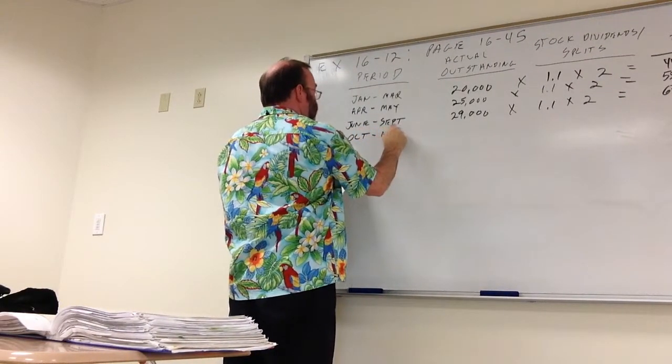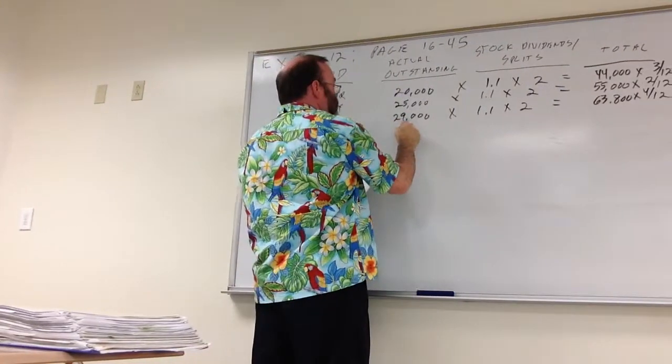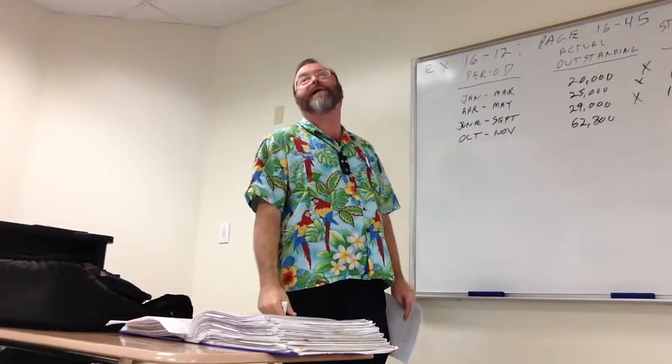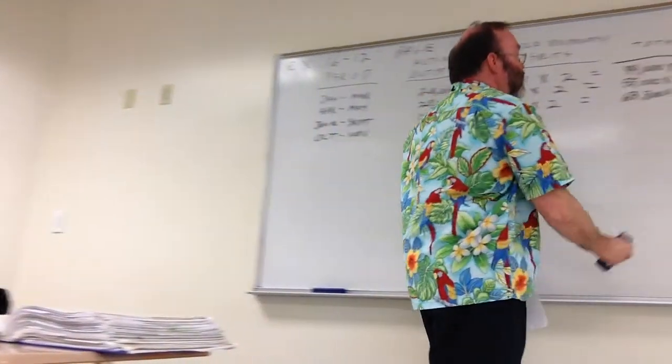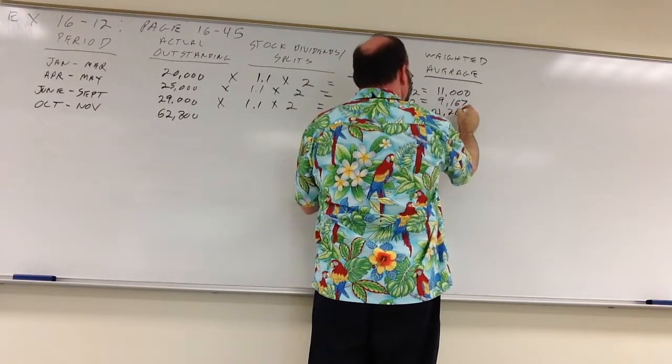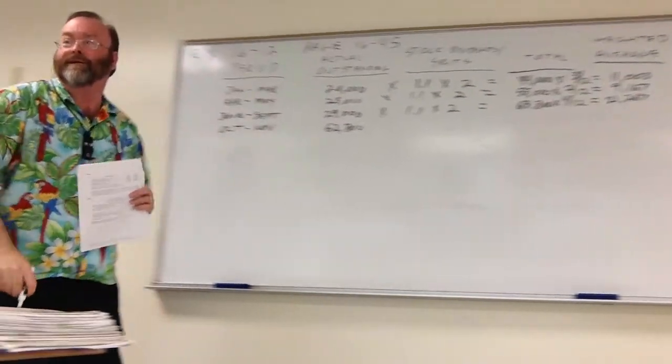So for October and November, we now have 62,800 outstanding. Now, multiplied by 4 months, divided by 12. No, that's about a fourth. Oh, you're right. I wrote the wrong number down. Thank you. It's 21,000. I skipped to the next line. Sorry. See, that's good that you guys have computers. You can do this for me.